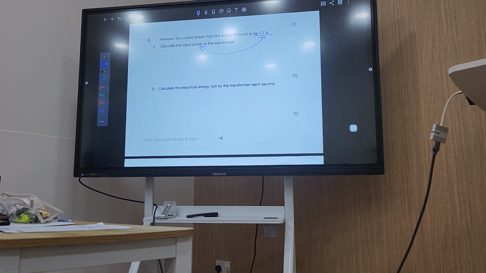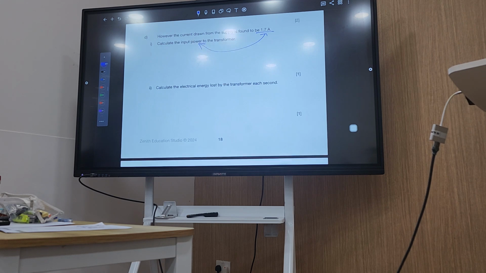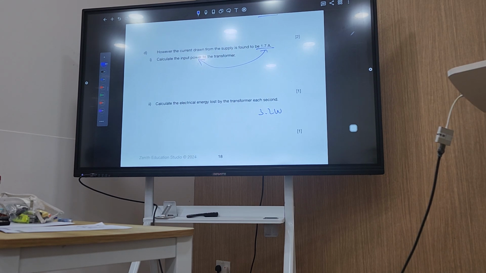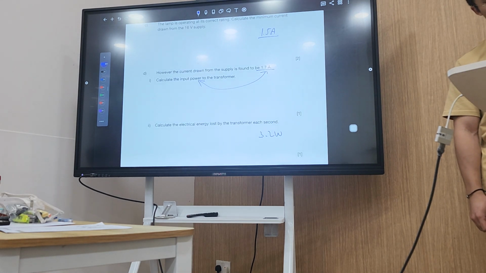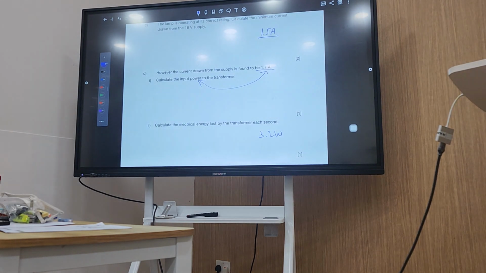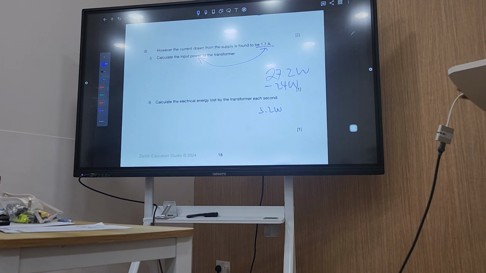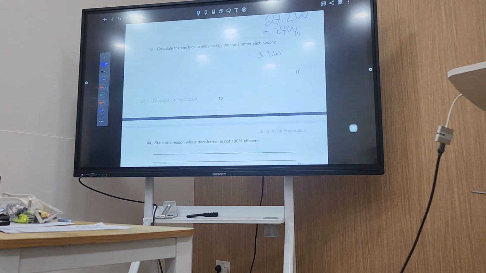I can't remember the answer. 3.2. Who say 3.2? What is it? Oh, okay. 3.1. How do you get 3.2? If your method is correct, I'll trust the answer is correct. I will see from the answer sheet for the full unit. They took 27.2 minus 24. Okay, this one's 27.2. 27.2 minus 24 watts. 24 is your output, 27.2 is input. So you lost 3.2 watts.